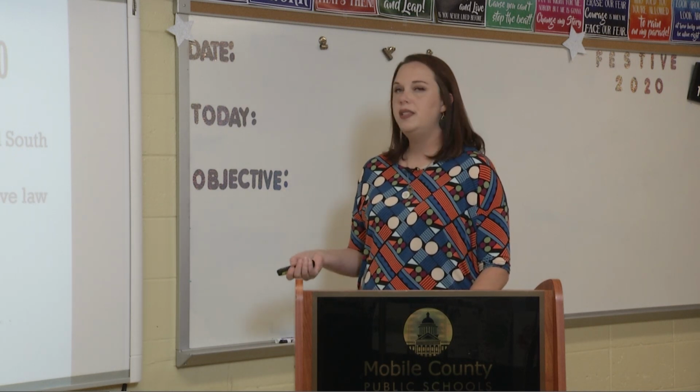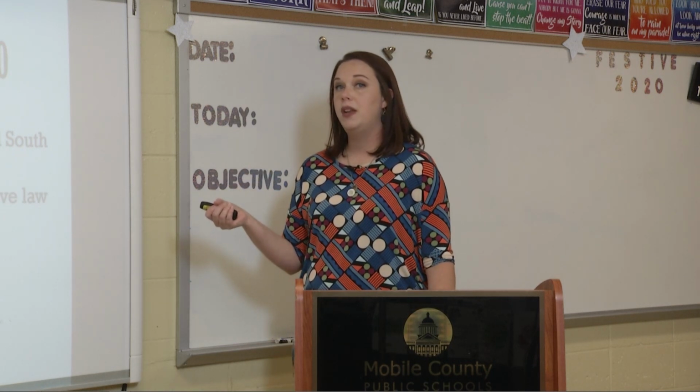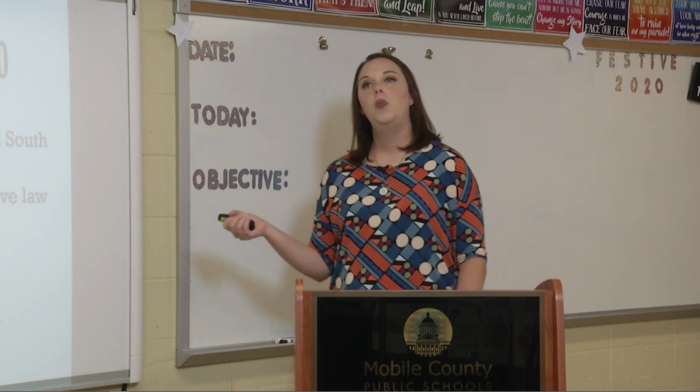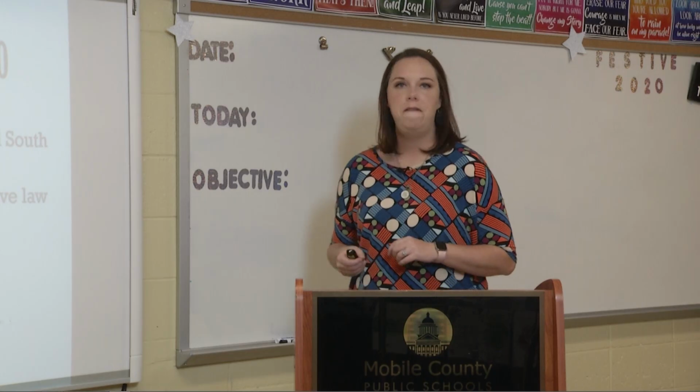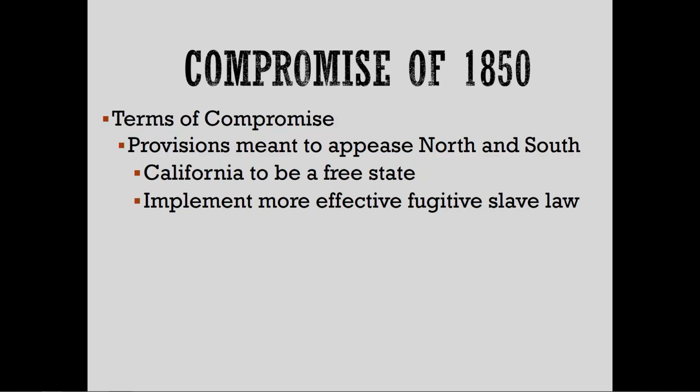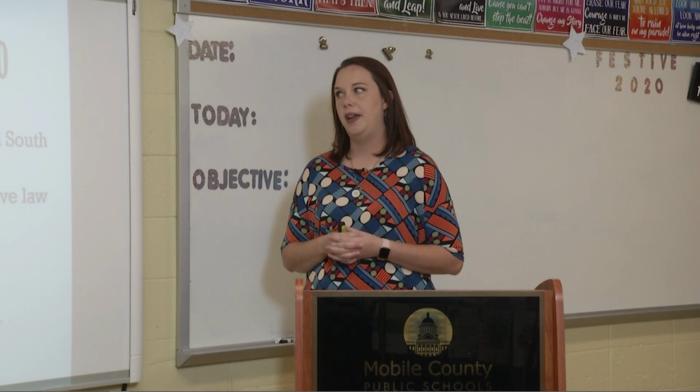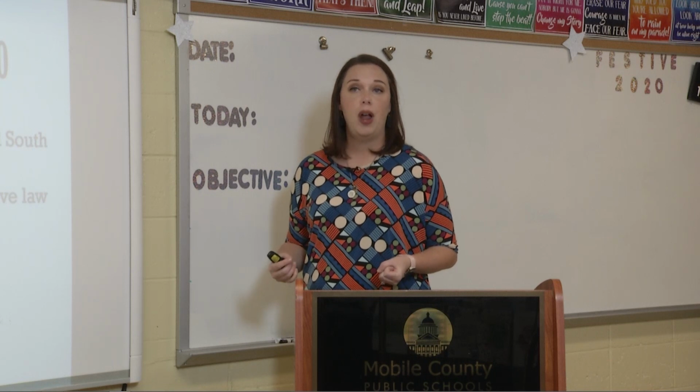Next, California being admitted as a free state, that appeases the North. One of the things that will appease the South is the implementation of a more effective fugitive slave law. In 1793, Congress, of course, came up with the Fugitive Slave Act. This was meant, of course, to bring slaves that had run away back to the South to their slaveholders. But the problem with the Fugitive Slave Act that a lot of Southerners felt, it hadn't been very strict since it was implemented in 1793. So they want a stronger act.